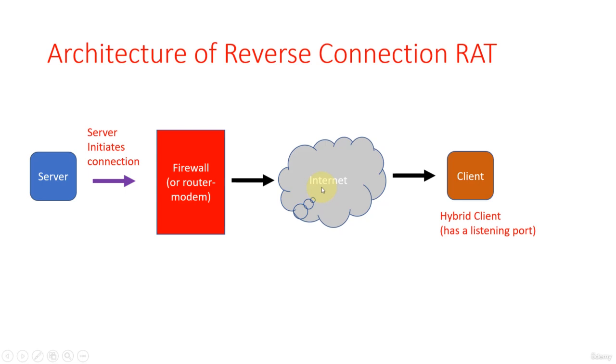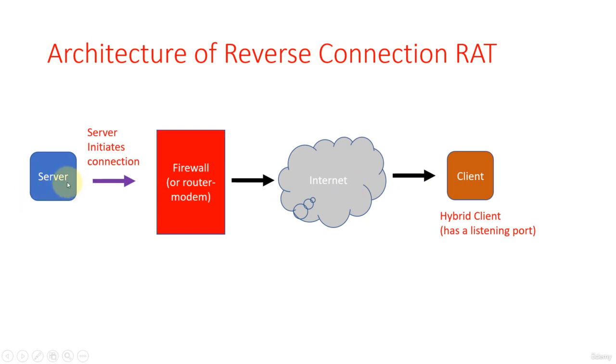So for example, if you can make the client become a hybrid client, that is a client which has a listening port, so that the server can connect to it. In this case, it will be able to penetrate the firewall or the router modem to reach out to the internet.